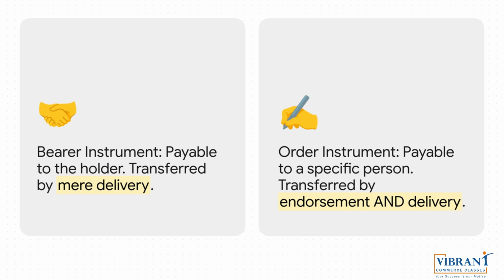A bearer instrument is like cash. Whoever is holding it can claim the money. You transfer it just by handing it over. Super simple. An order instrument, on the other hand, is made out to a specific person. To pass it on, that person has to endorse it, which is just a fancy word for signing the back of it, and then hand it over.